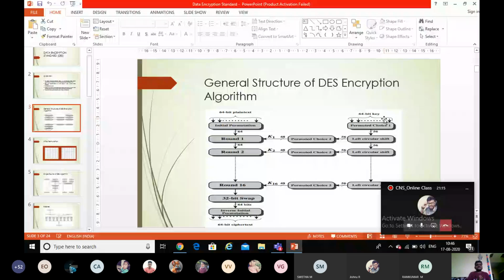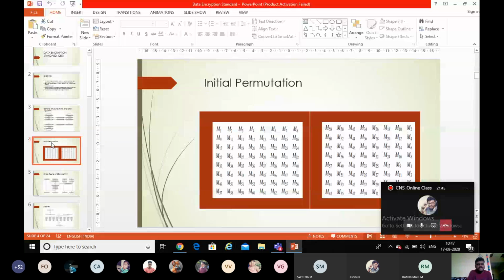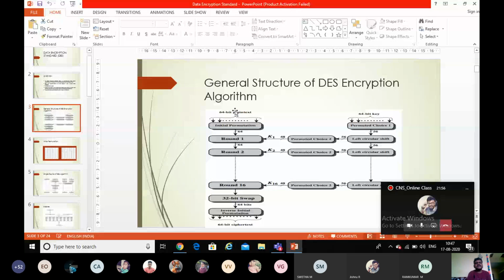So what is the purpose of initial permutation? We have 64 bits of input. That 64 bits will be arranged in the form of an 8 cross 8 matrix. Note it down. The input to the initial permutation will be in the form of this 8 cross 8 matrix.